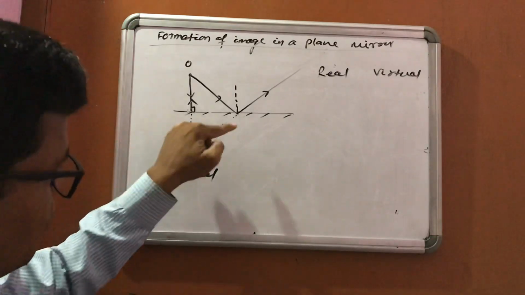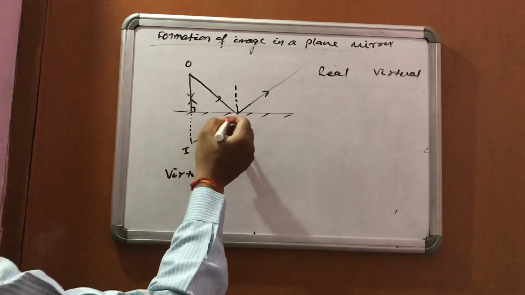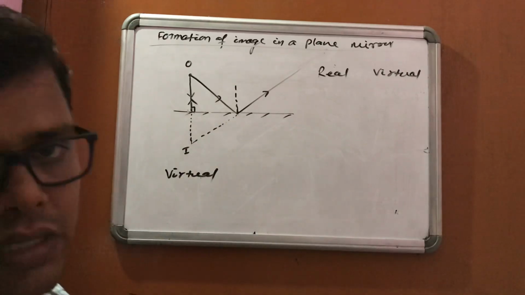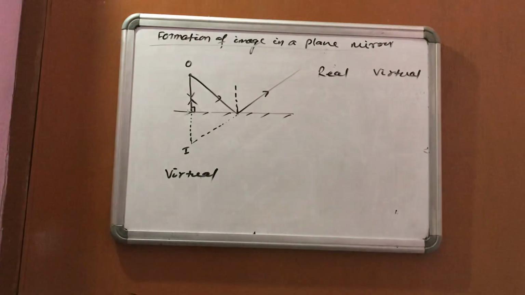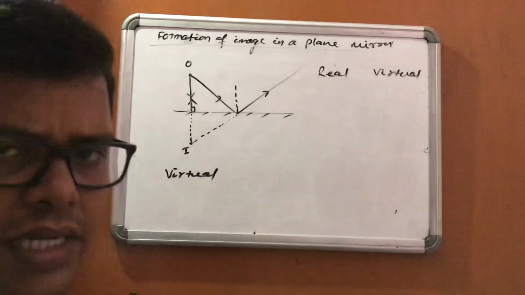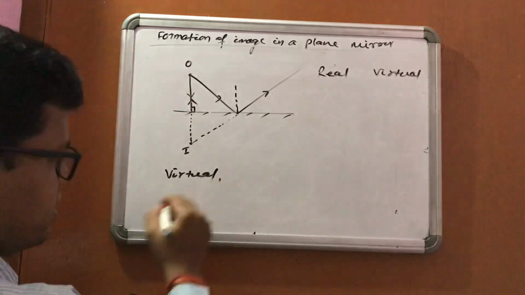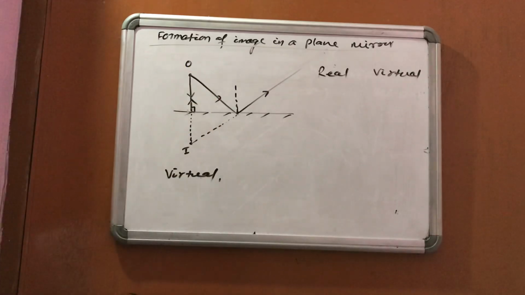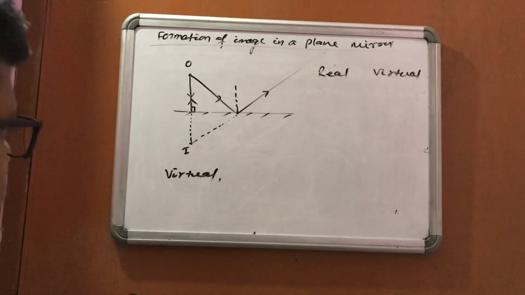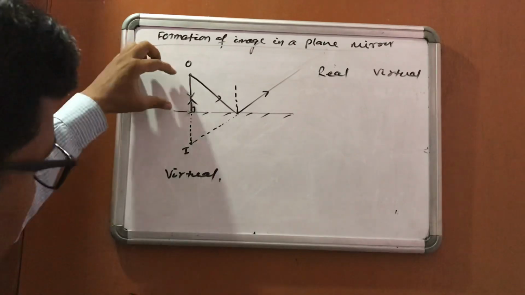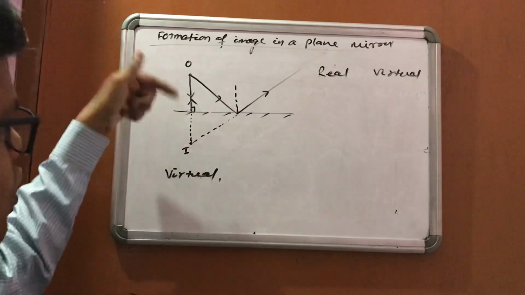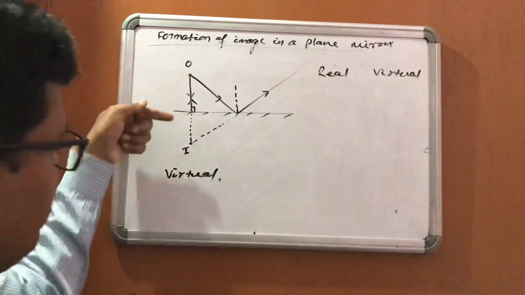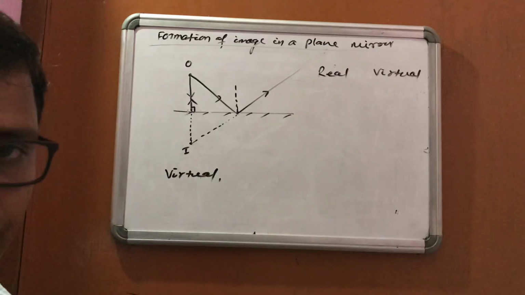To clarify this, what happens here? These are represented by dotted lines, which means it is not the path actually followed by the light. That's why this is a virtual image. What are the other properties of the image? First, it is virtual and erect. Second, the image is behind the mirror as the object is in front of it.